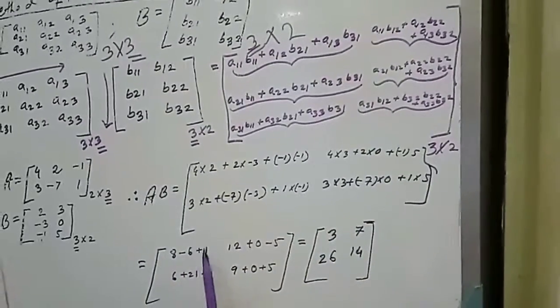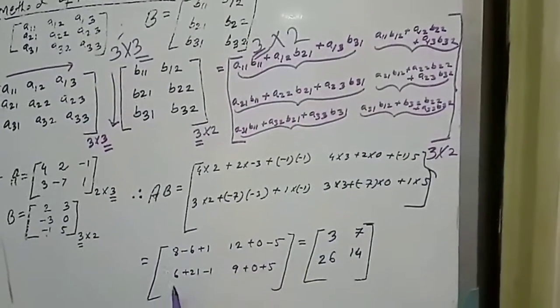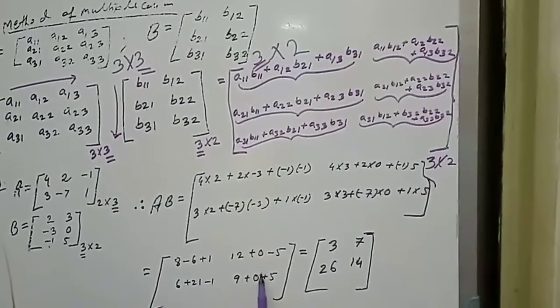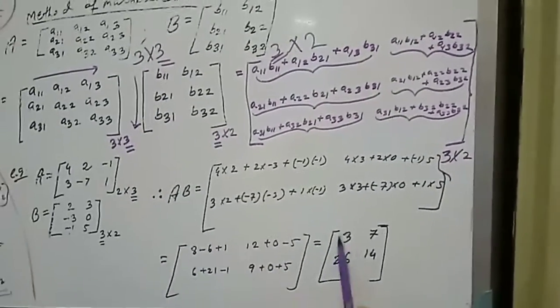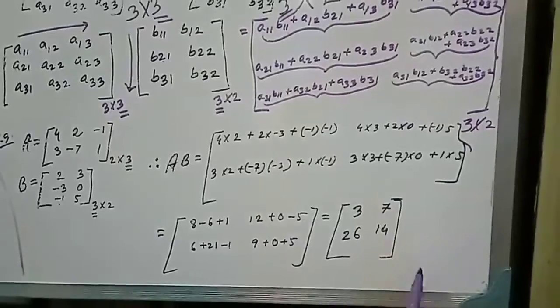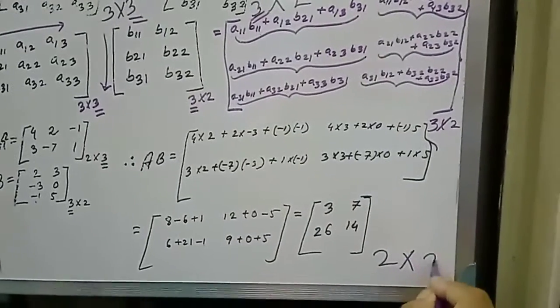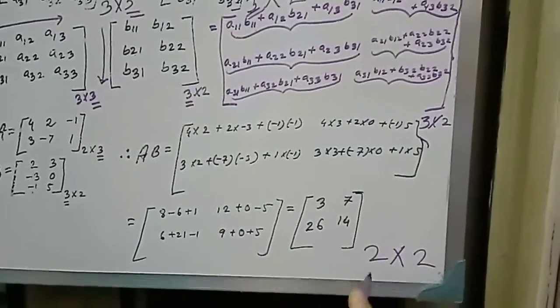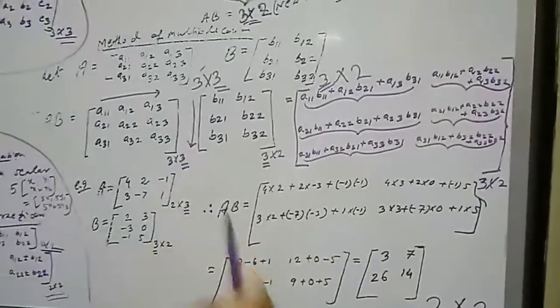We will get 8 minus 6 plus 1, 12 plus 0 minus 5, 6 plus 21 minus 1, 9 plus 0 plus 5. Do this calculation, you get 3, 7, 26, 14. And this order is 2 by 2. Okay, so this is the matrix multiplication.